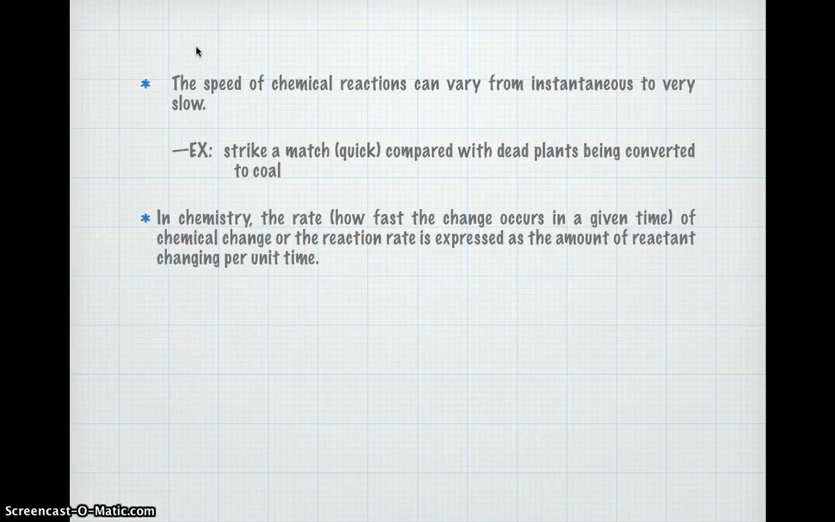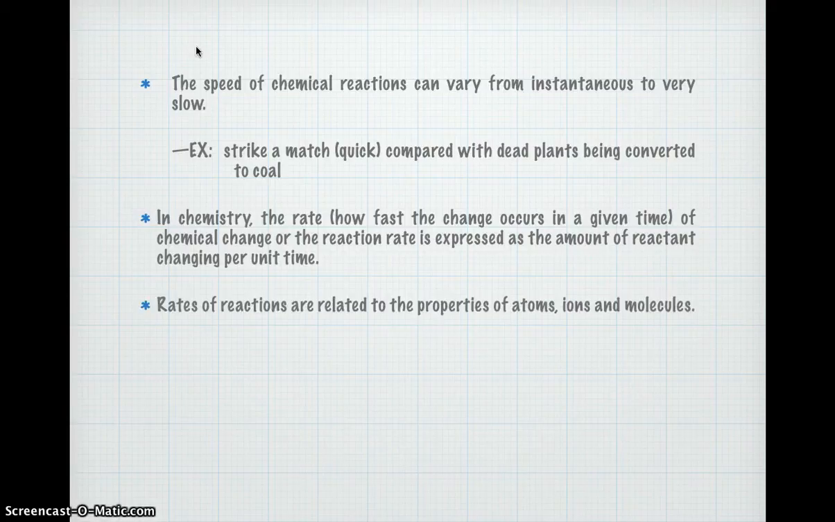All right. In chemistry, we say that the rate of a reaction is how fast the change occurs in a given time. And this chemical change, or the reaction rate, is expressed as the amount of reactant which is changing per unit of time. Rates of reaction are related to the properties of the atoms, the ions, and the molecules. So what causes them to be fast or slow is related to the properties of those atoms involved in the reaction, which should make some sense.